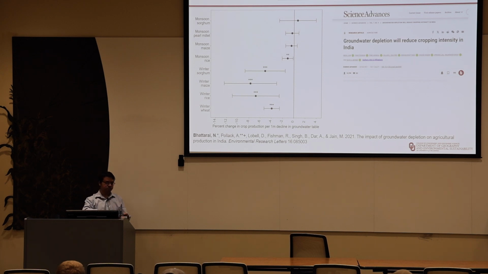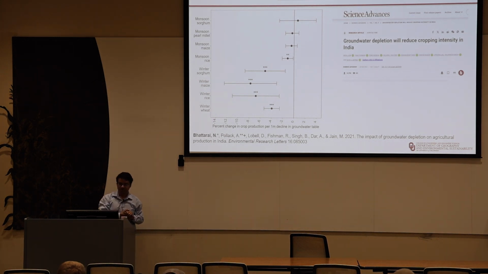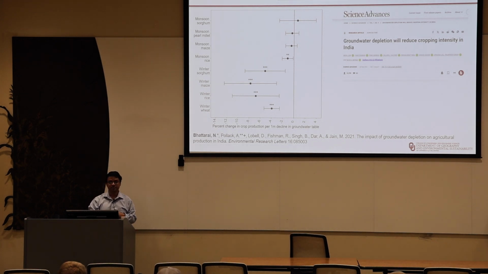And that groundwater depletion will negatively affect crop production. This is also coming from regression models. So here, if it is below 0, then it's a negative effect, right? With increasing temperature and increasing groundwater decline, the yield or production of different crops will decline, right? And also the intensity of crop production in India will decline with groundwater depletion. So groundwater depletion will eventually negatively affect crop production in India.